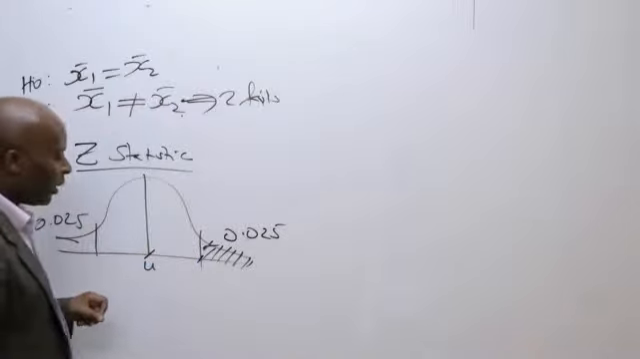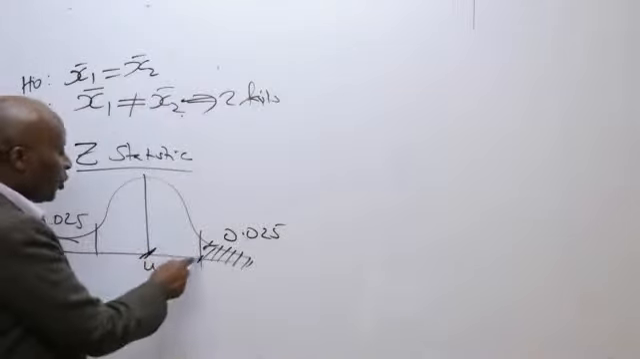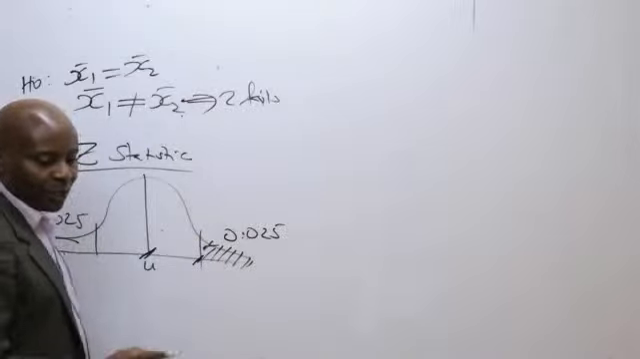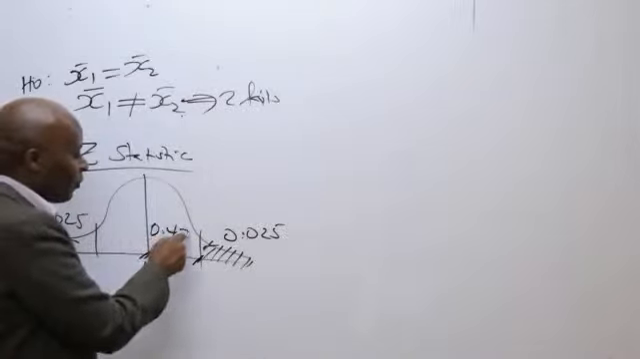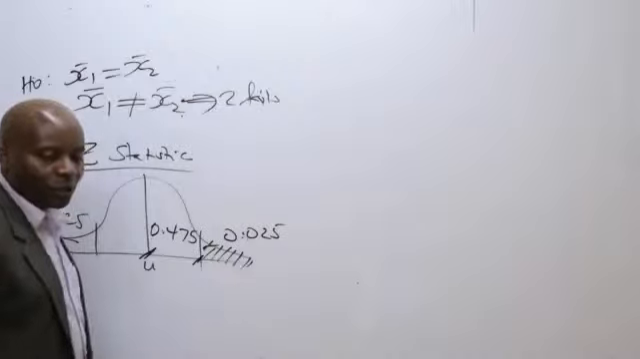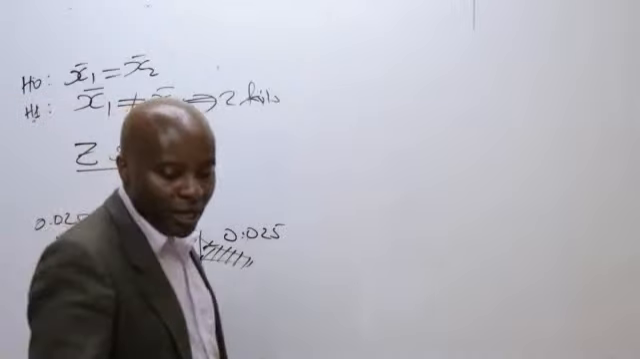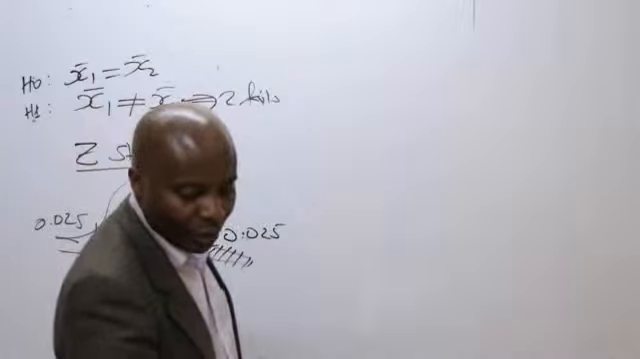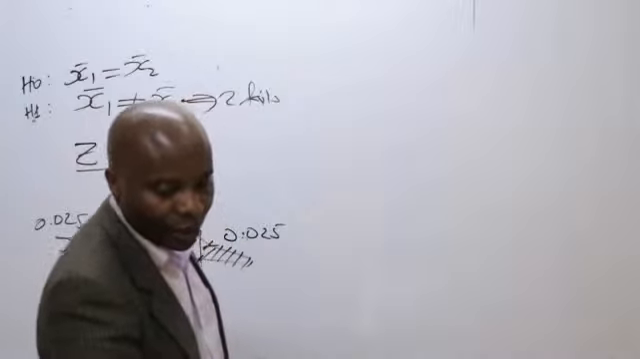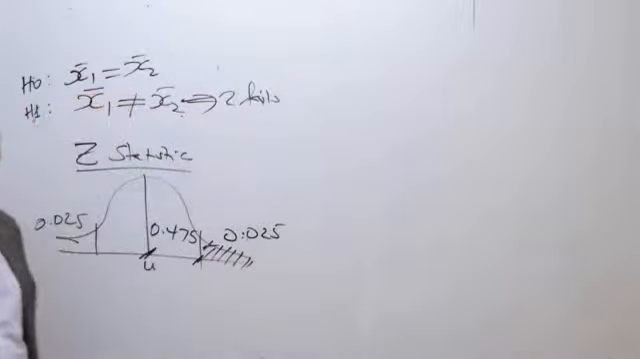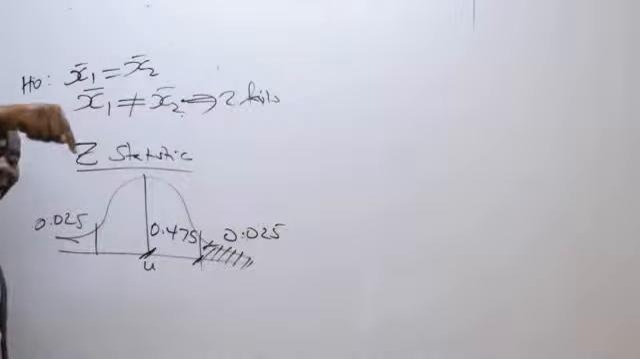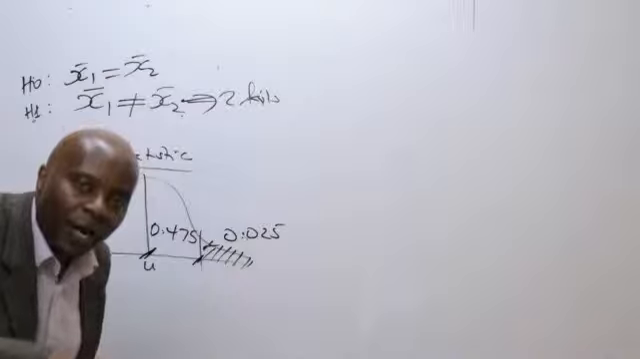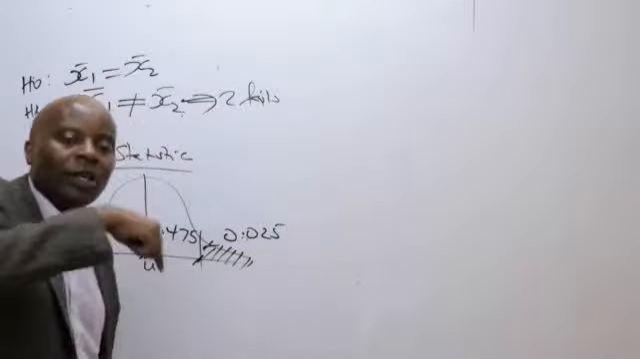So ladies and gentlemen, come and give me this. This from here to here will be 0.5 minus this, which will be what? Somebody has already given me a figure of 0.475. So let's use reverse gear. Using reverse gear, get to your normal tables. Read 0.475 in the entry inside there, and then use reverse gear to give me the Z score.